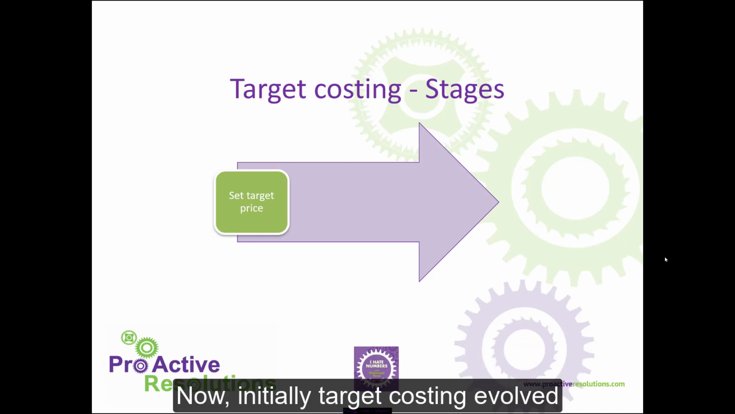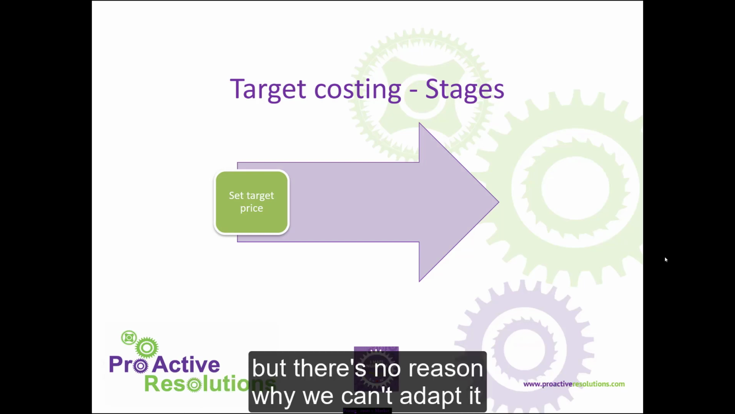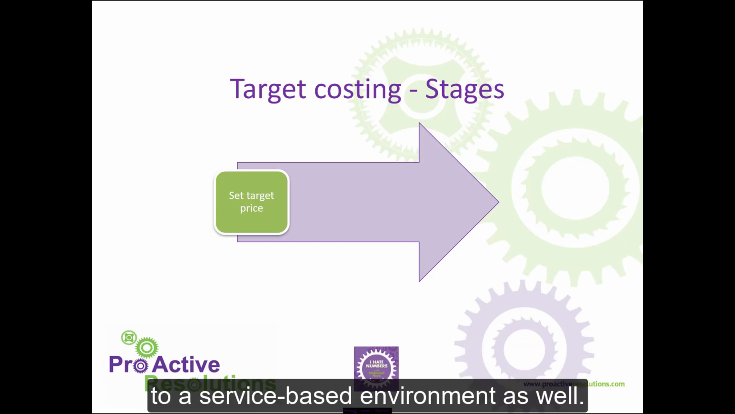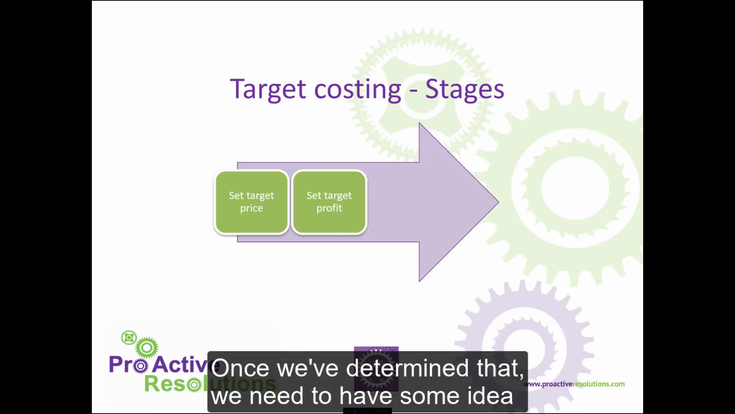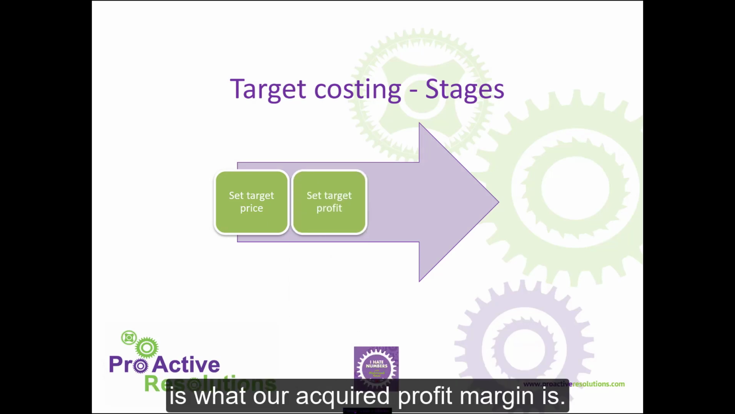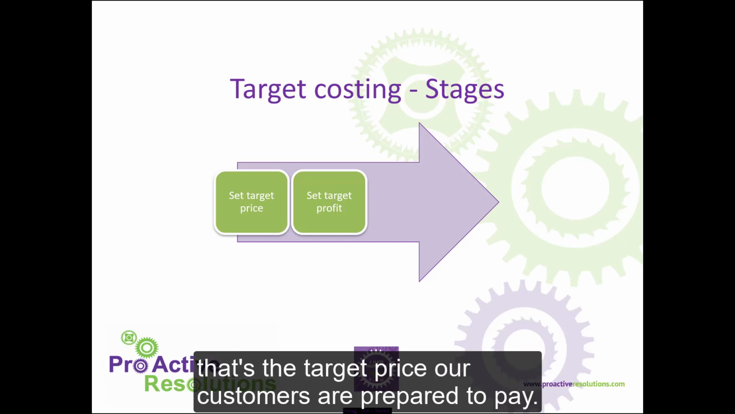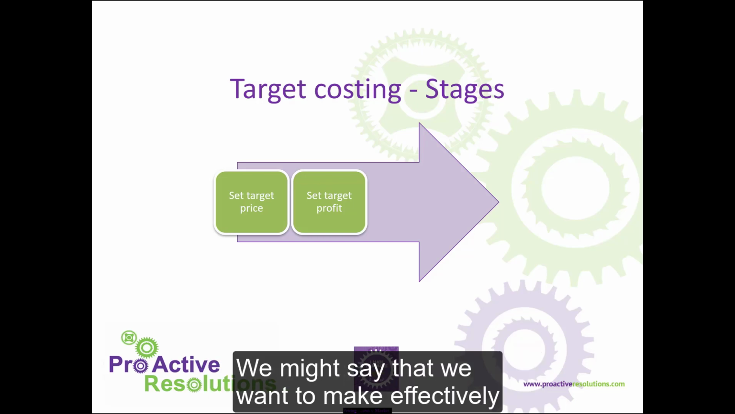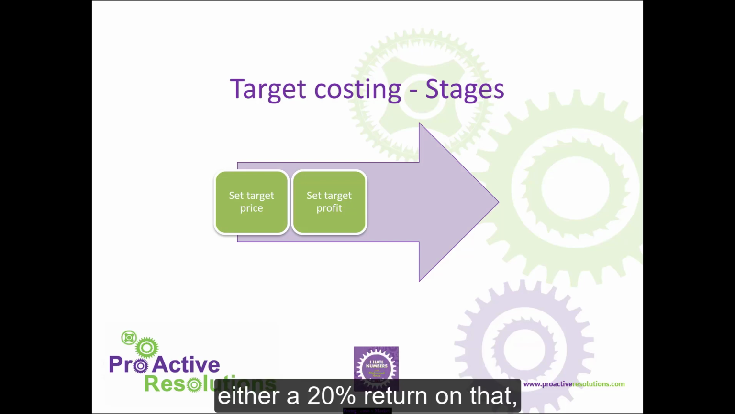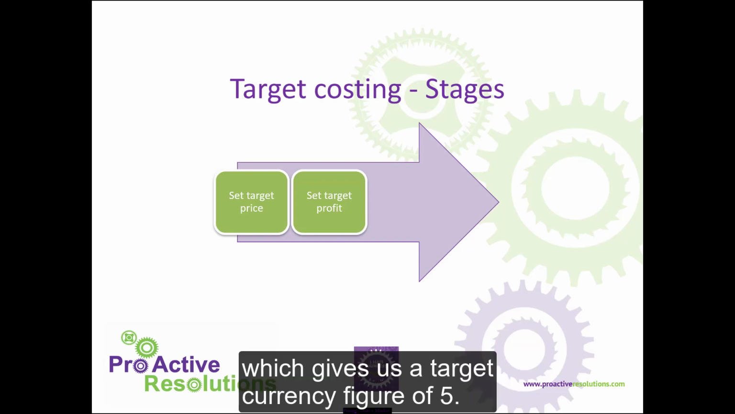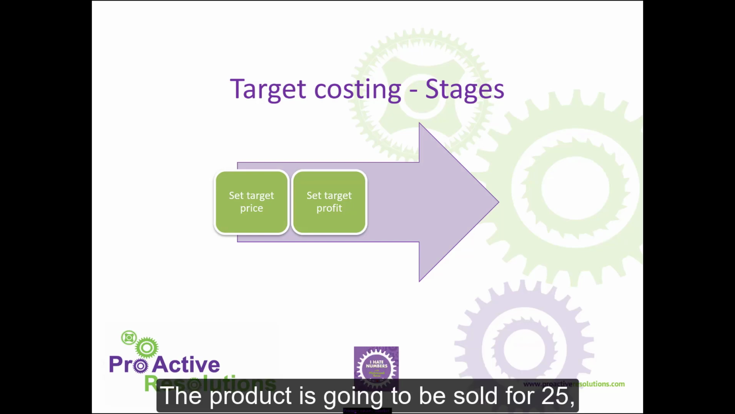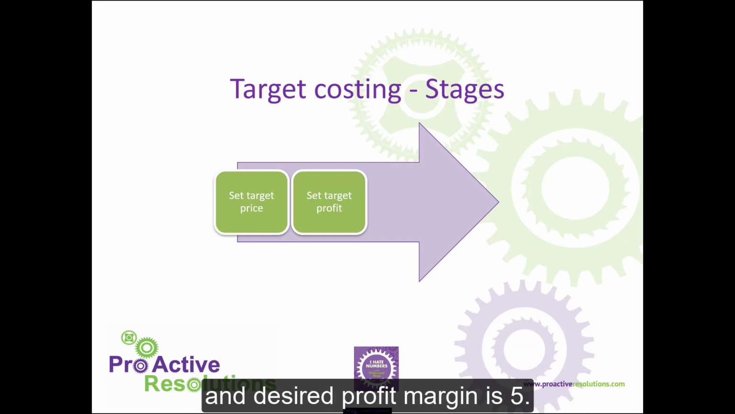Now, initially, target costing evolved in the product environment, in the manufacturing environment, but there's no reason why we can't adapt it to a service-based environment as well. Once we've determined that, we need to have some idea of what our required profit margin is. Typically, if we're selling a product for 25, that's the target price our customers are prepared to pay. We might say that we want to make a 20% return on that, which gives us a target currency figure of 5. The product's going to be sold for 25. Our desired profit margin is 5.